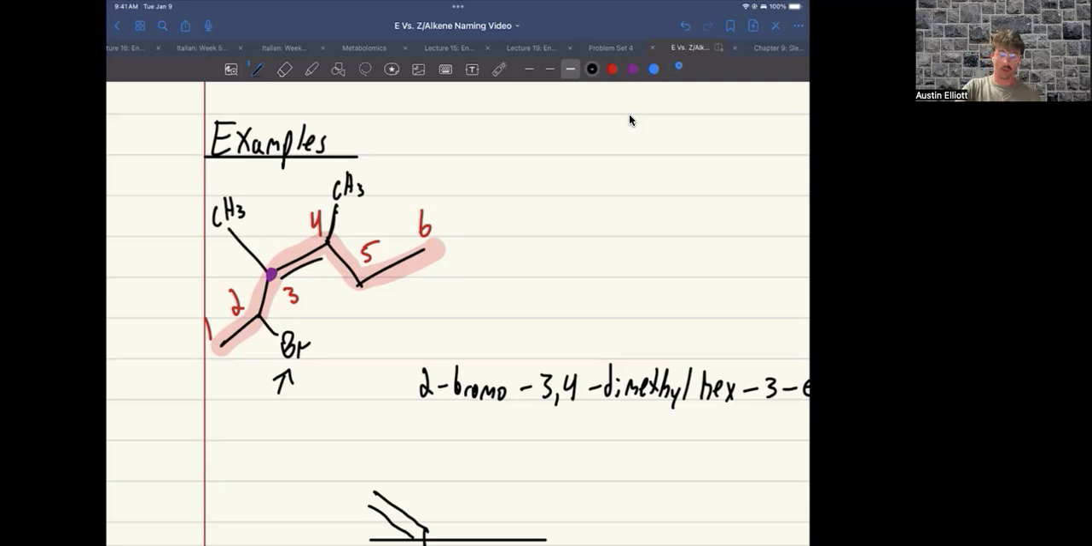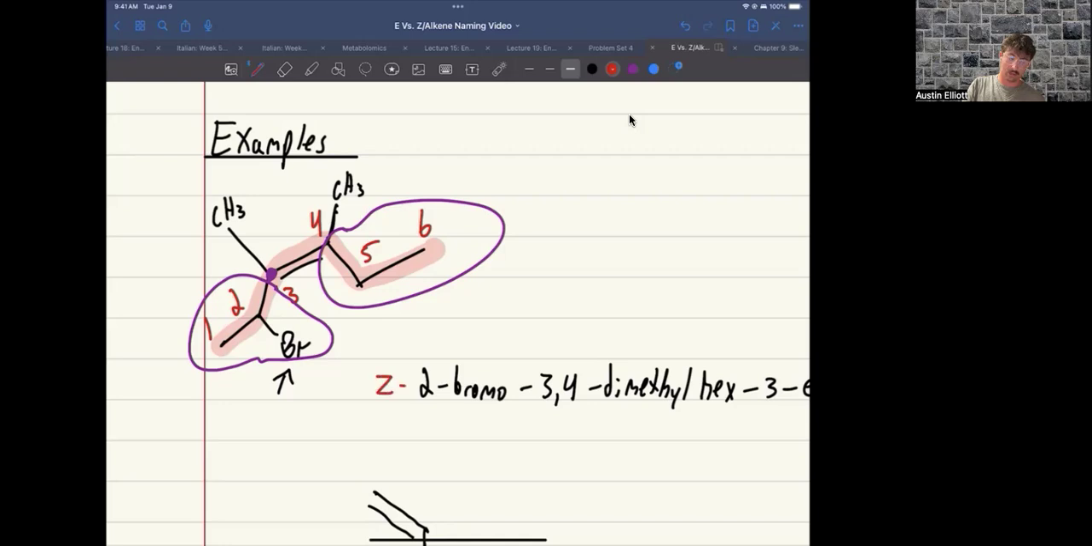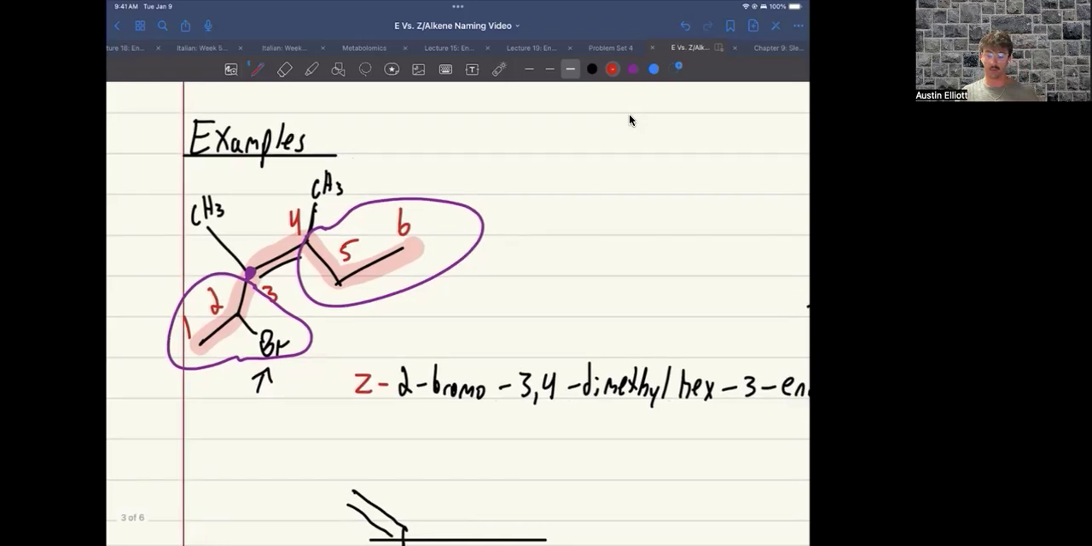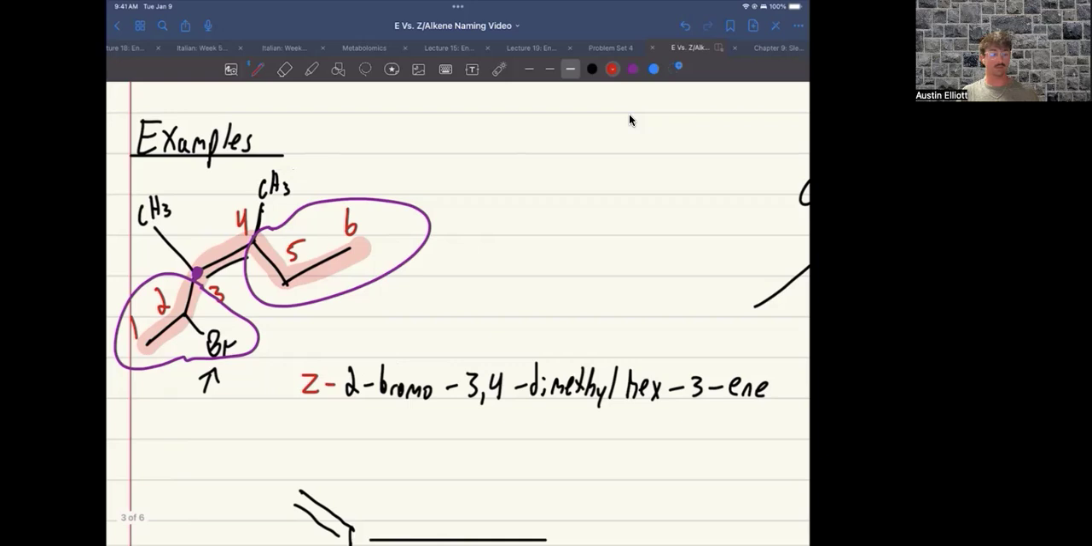And then on the right, we have an ethyl. And then on the left, we have that branch with a bromine group on it. So if we circle our larger groups, it's going to be our ethyl, and then this group down here on the bottom. And that is going to give us Z because both those groups are pointing in the down direction. So we're going to write Z, 2 bromo, 3, 4 dimethyl hex 3 ene.